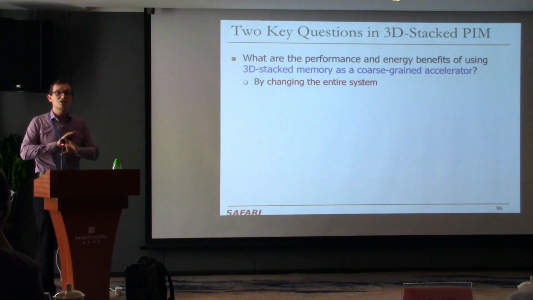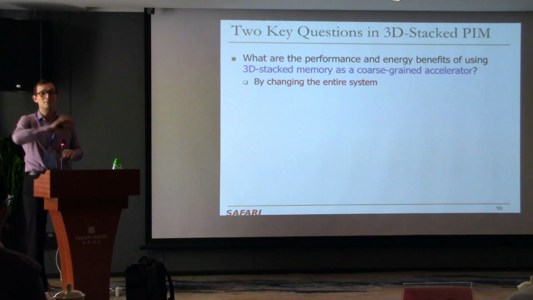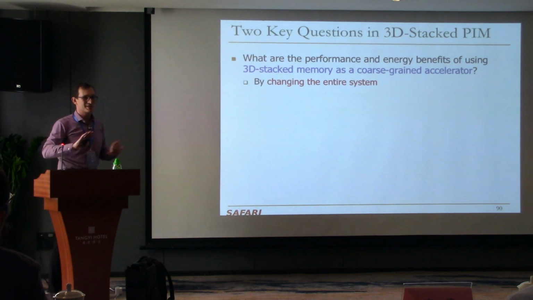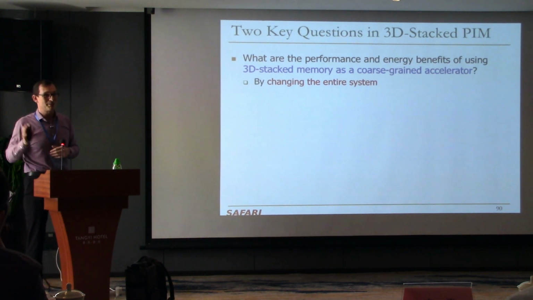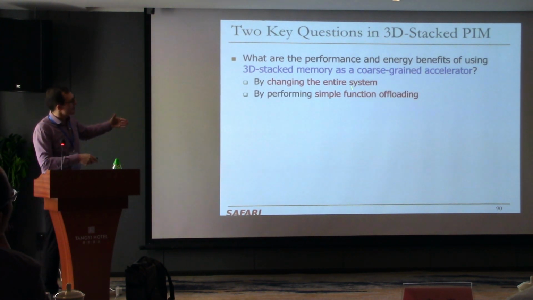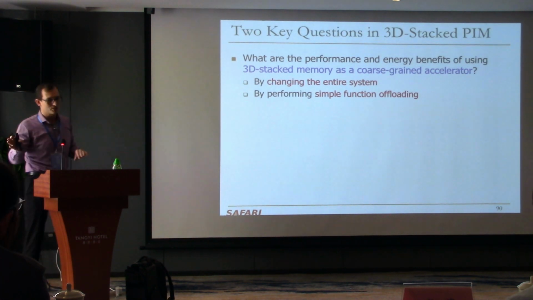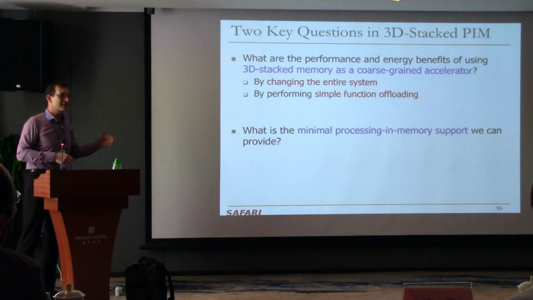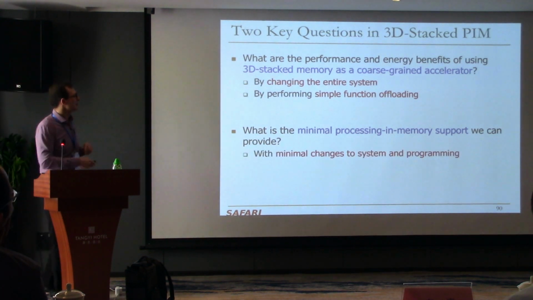And if we had the freedom to change the entire system for this, every decision that we make in the system, we're able to change. Clearly, this is not feasible immediately. But some people may do it, actually, because some people are very willing to change. And of course, the next step is maybe we don't change the entire system, but we change some simple things, like do simple function offloading. I'm going to talk about that also. And the minimal thing is, what is the minimal thing that you can do without changing much in the system? So let's start with this one.